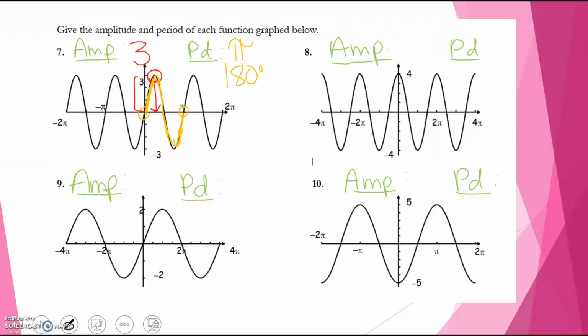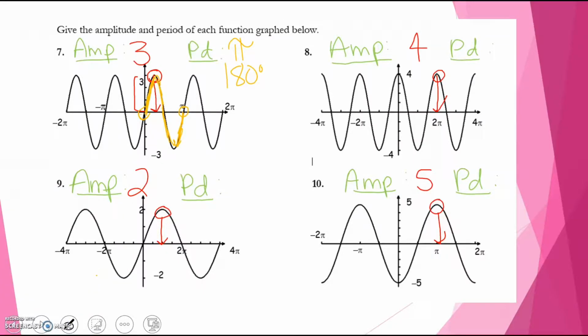So now you try 8, 9, and 10, and then play the video after you're done to see if you got the answers right. So for number 8, the amplitude from the very top of any of these curves down to the axis, this one is 4. This one from their top down is 2. This one from the very top down is 5.